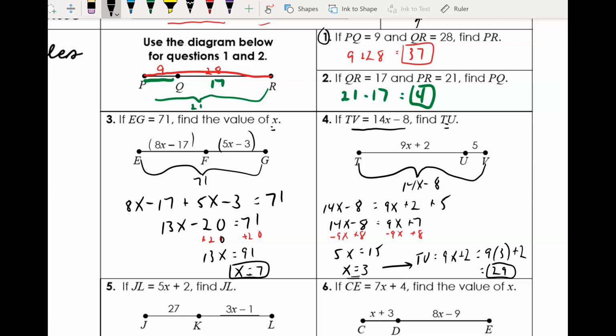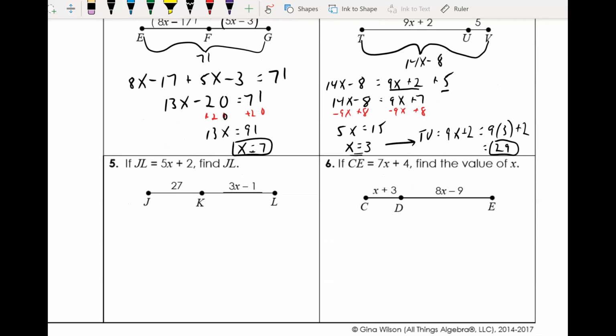Okay, so the whole thing, we're told here, TV, which is from T to V all the way, the whole thing, that's 14x minus 8. And the two parts have to add up to 14x minus 8. So the whole thing is equal to the sum of the part on the left, 9x plus 2, plus the part on the right, which is just 5. That's your equation. Solve the equation, you get x equals 3, and then the length of segment TU is 29.